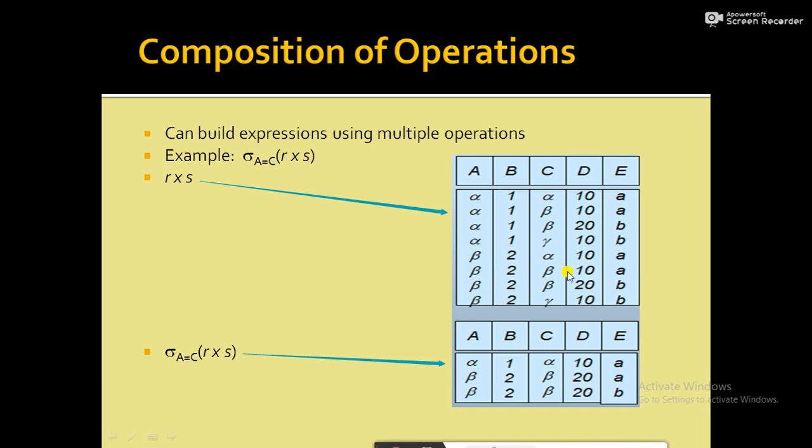So beta, beta, 10, A should be over there. It should be 10. This is a mistake, so that will be 10. And then another record, this one is also going to be selected, beta, beta, 20, B. So beta, beta, 20, B is also going to be selected.